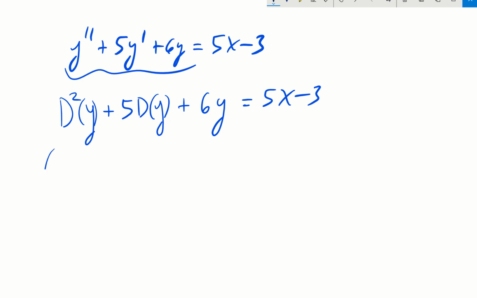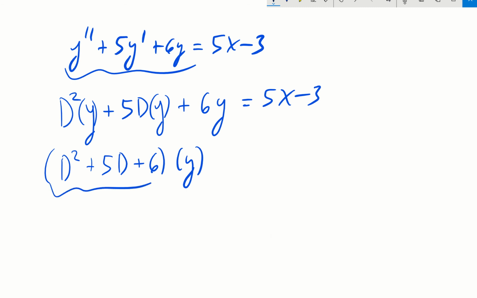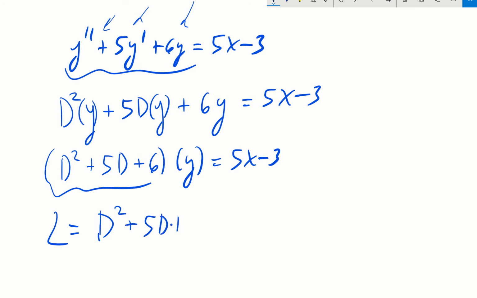In essence, you can think of it almost as if you're factoring the y out, but really it's the application of this particular differential operator. We're taking the second derivative of y, we're then adding 5 times the first derivative, that's 5 times D applied to y, and then we're adding 6 times the function, that's simply 6 times y, is equal to 5x minus 3. So, that linear differential operator, you can think of the left-hand side as being the differential operator D squared plus 5D plus 6 applied to the function y.